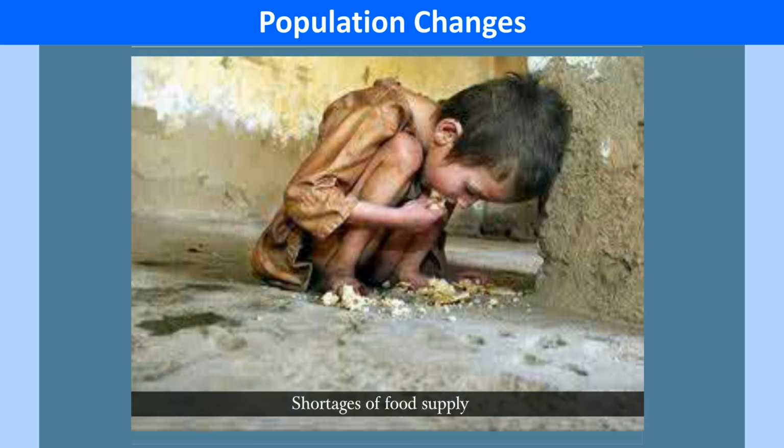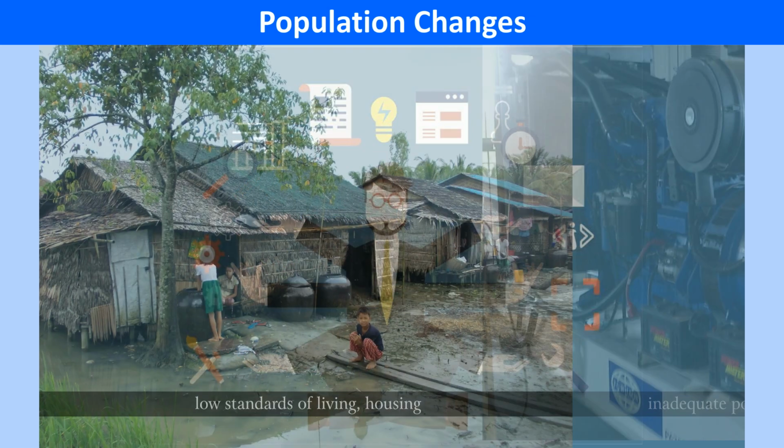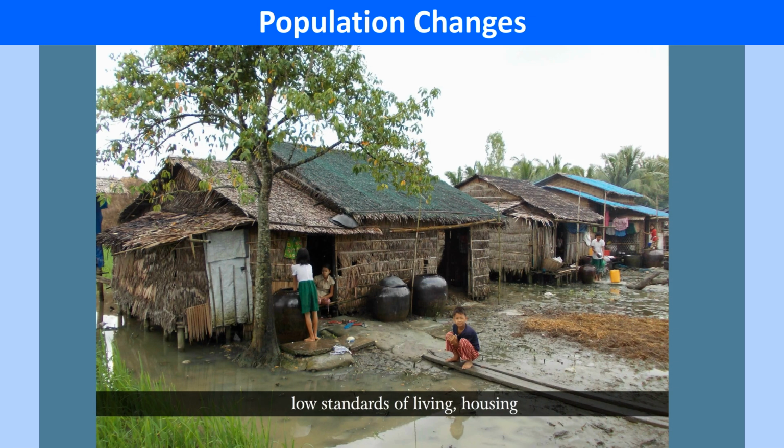This leads to problems like shortages of food supply, inadequate power supply, low standards of living, housing and water problems, slums and healthcare problems. The problem is serious and must be dealt with by placing effective checks on the rate of population growth.